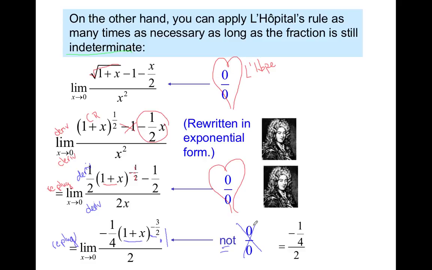I plugged in and I got negative 1/4 over 2, which is negative 1/8. Which means this original function has a hole. It has a hole at 0, negative 1/8. The function never equals negative 1/8 there, but it approaches negative 1/8 from both sides.